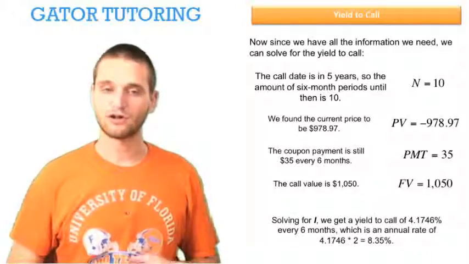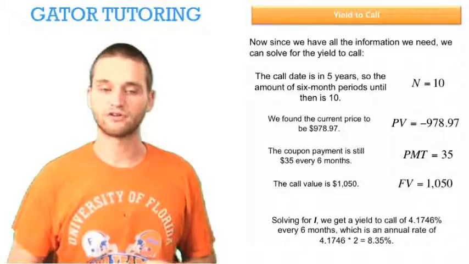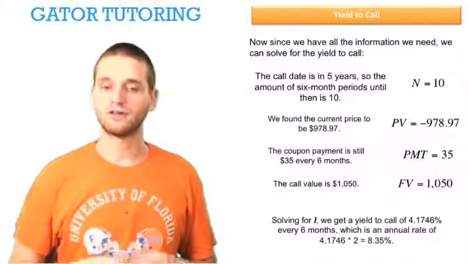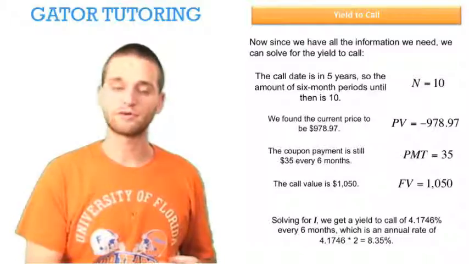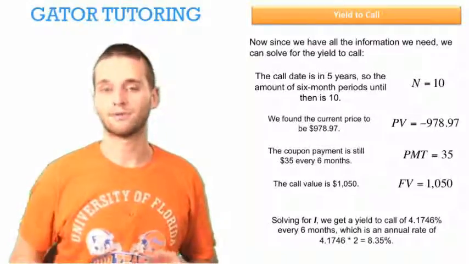We get a yield to call of 4.1746% every 6 months, which is an annual rate of 4.1746 times 2, or 8.35%.